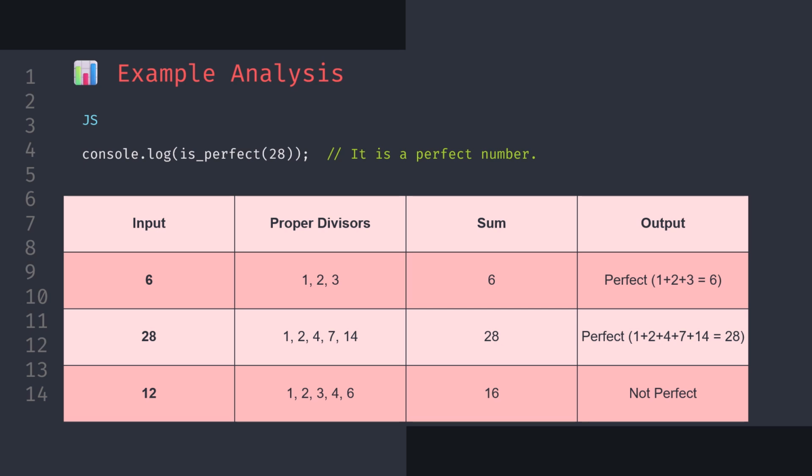Let's test the code with different inputs, such as 6, 28, and 12. For 6 and 28, the sum of proper divisors equals the number itself. For 12, the sum exceeds the number, showing it is not perfect. This analysis confirms that our function works as expected.